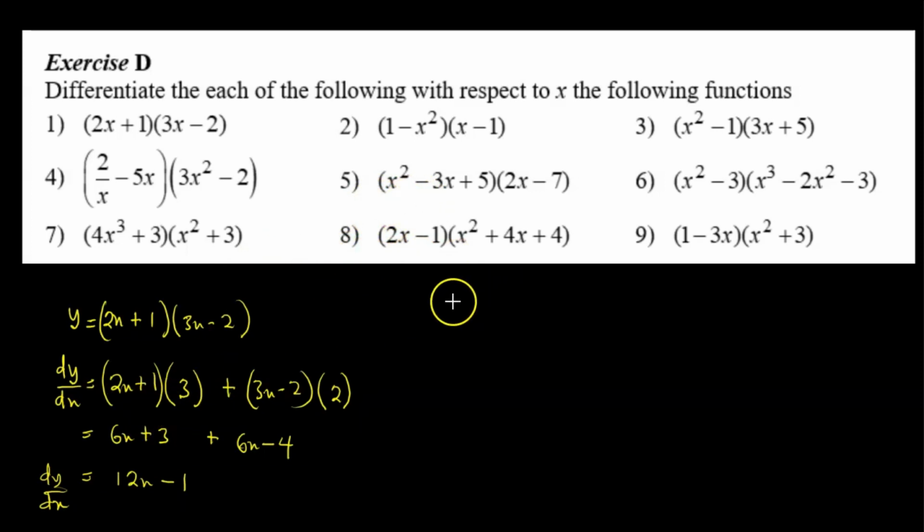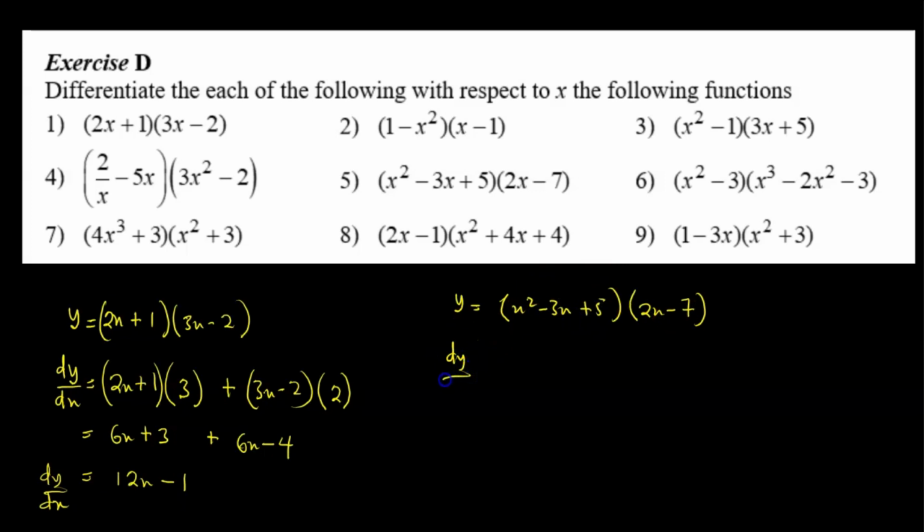Question 5. So having y equal to, in brackets, x squared minus 3x plus 5 multiplying 2x minus 7. Just imagine you are being asked to use first principle to work this out. My dear friend, you actually write long pages to get a final answer, but we want to get this done without first principle. So in this case, we are using product rule to work it out as well.